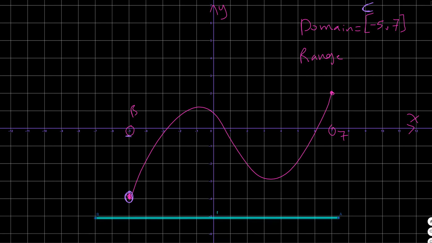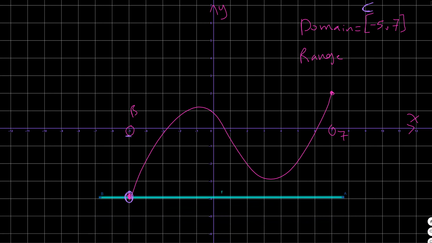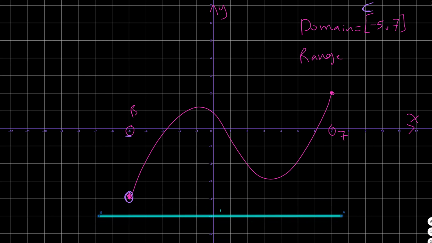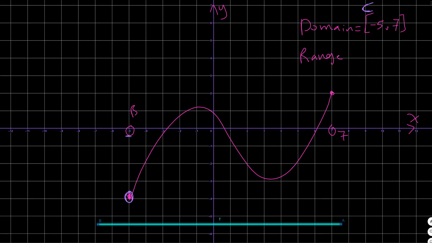As you see, I'm moving on the y-axis, and I want to see what is the first point that the graph is drawn on the y. So I'm starting from -4 on the y. That means this is the first point on the y-axis, which is -4.